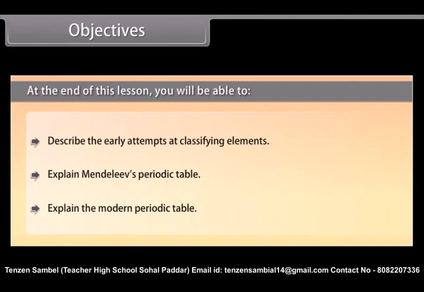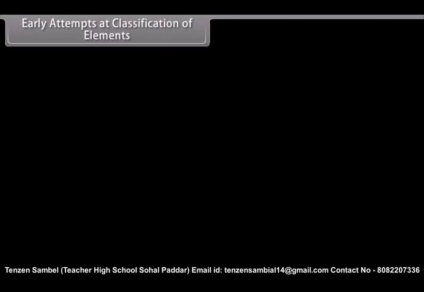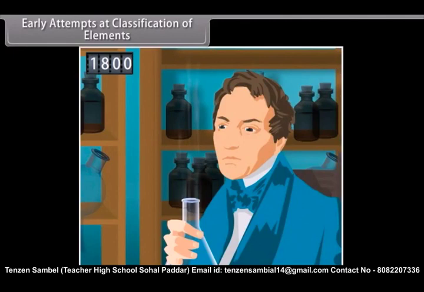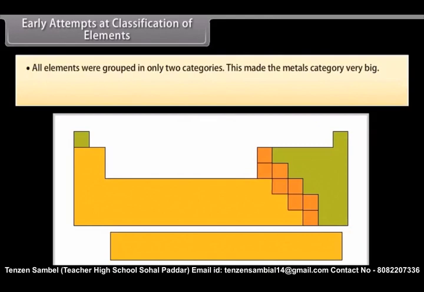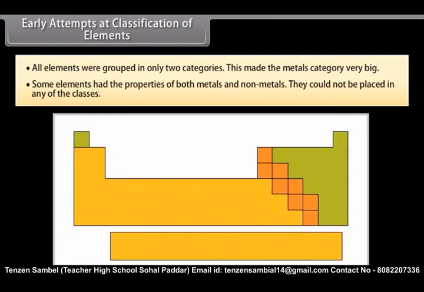Early attempts at classification of elements. In the early days, scientists classified elements purely on the basis of whether they were metals or non-metals. This had its own limitations. All elements were grouped in only two categories. This made the metals category very big. Some elements had the properties of both metals and non-metals. They could not be placed in any of the classes.